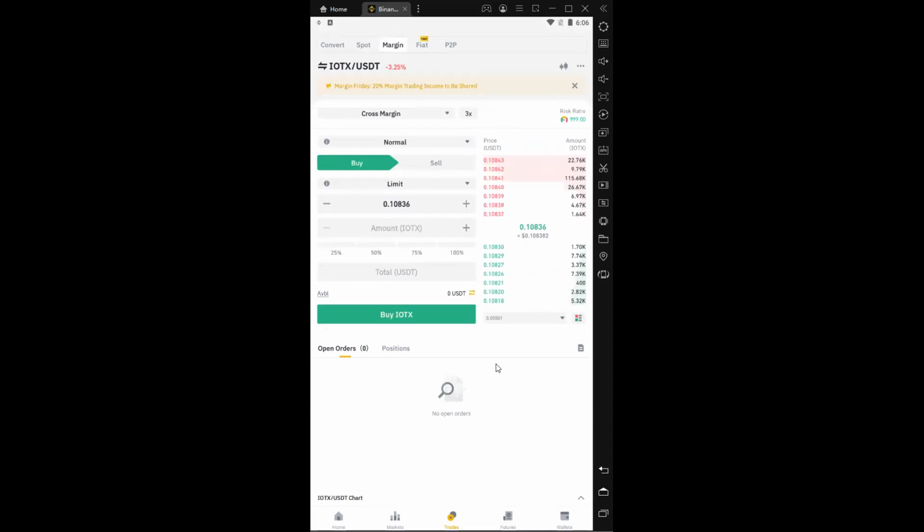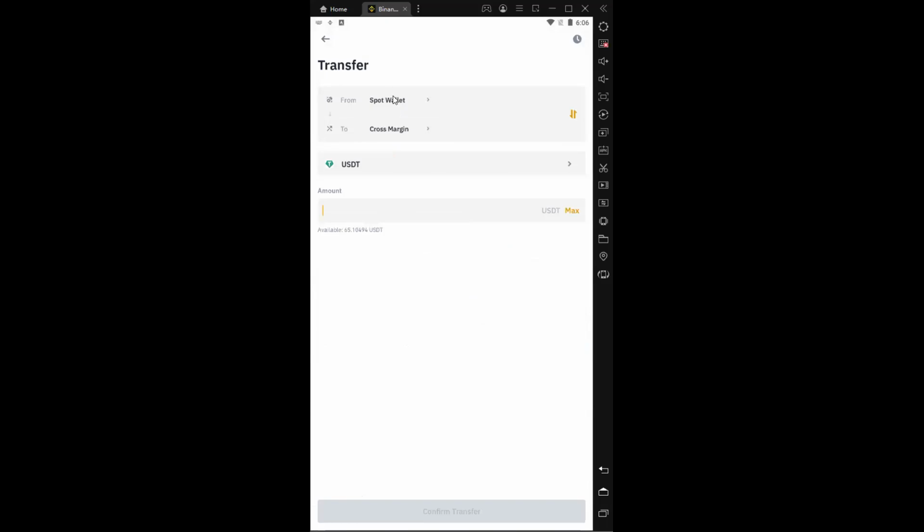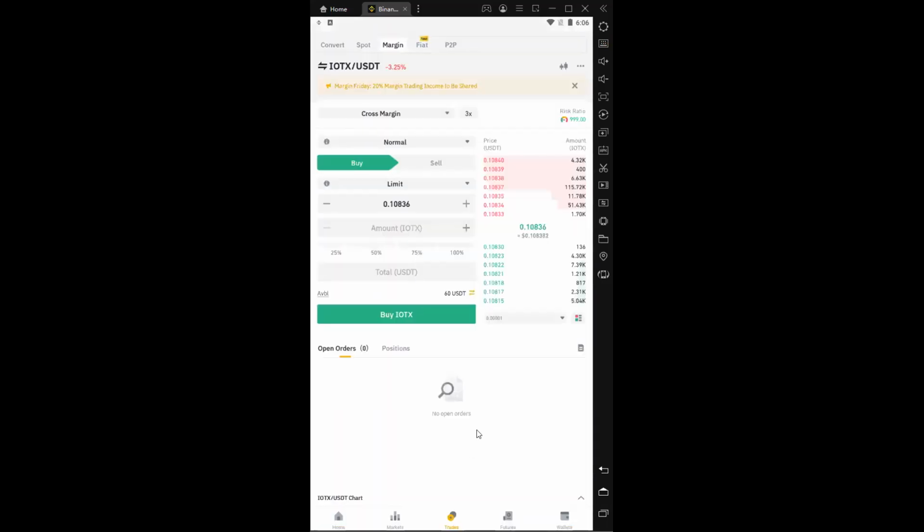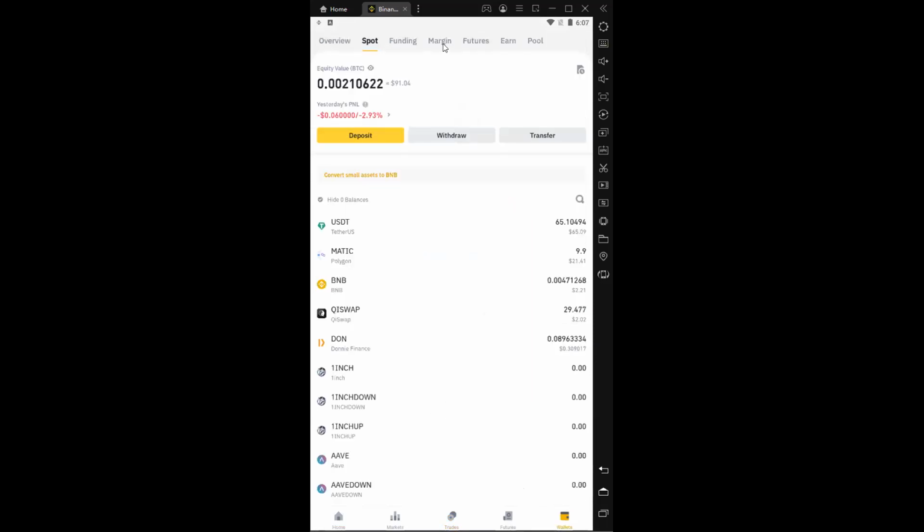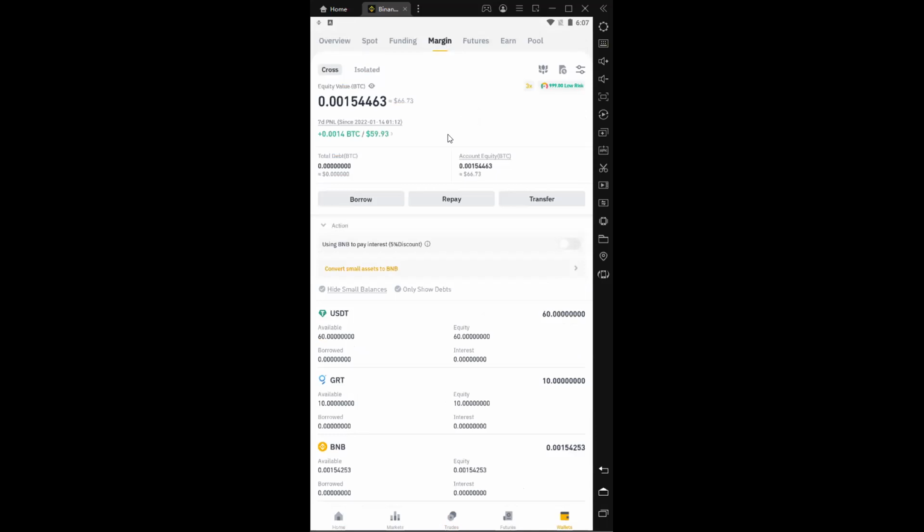With cross margin, if I want to buy this coin, what I have to do first is convert my USDT from my spot wallet into my cross wallet. I'll enter the amount I want to use, let's say $60. I'll confirm the transfer, and after I've confirmed the transfer, I'll go to my wallet, then to the margin option.